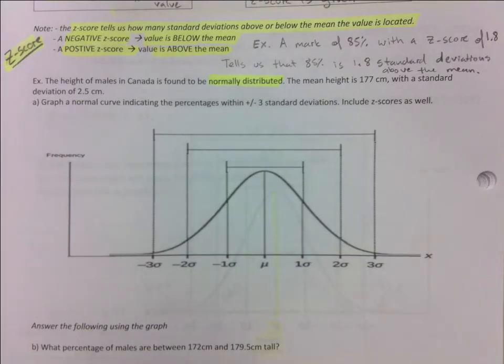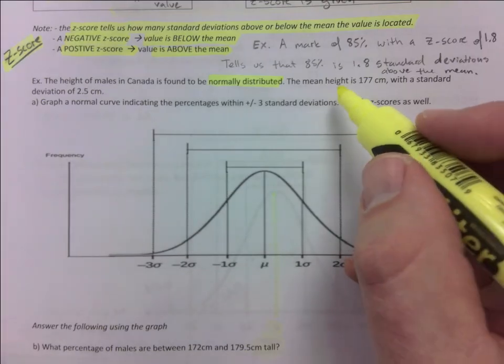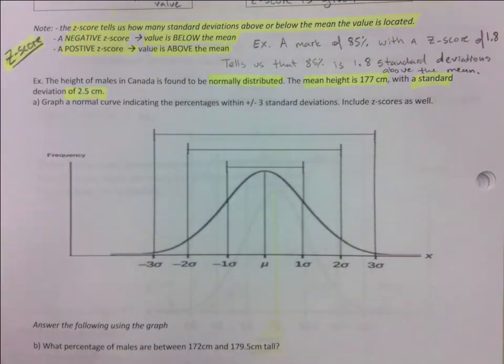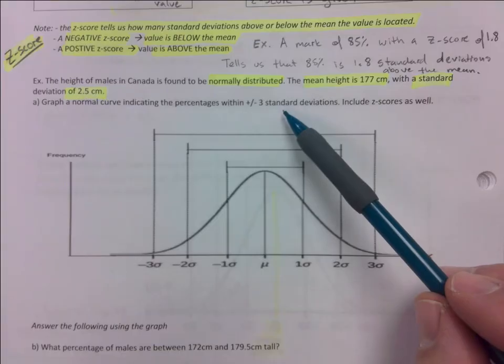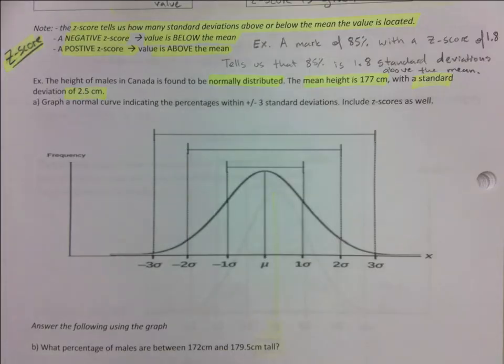Not everything in life is normally distributed, just so you know. We'll check for that later on. The mean height is 177, and the standard deviation is 2.5 centimeters. Graph the normal curve indicating the percentages within plus or minus 3 standard deviations. Include the z-scores as well. So we'll do that.